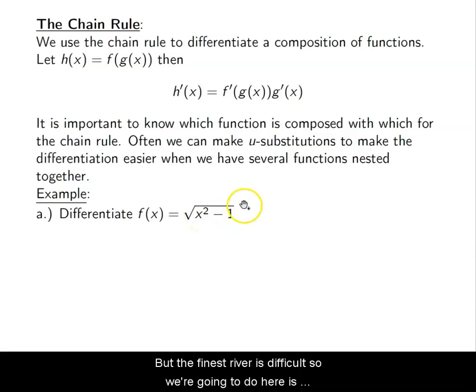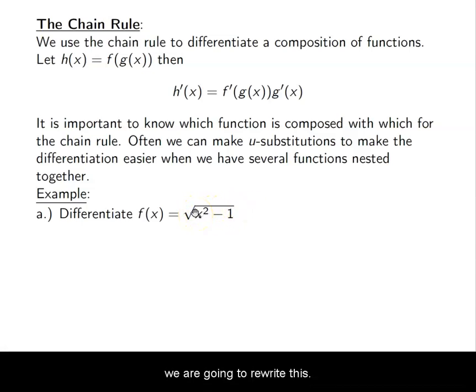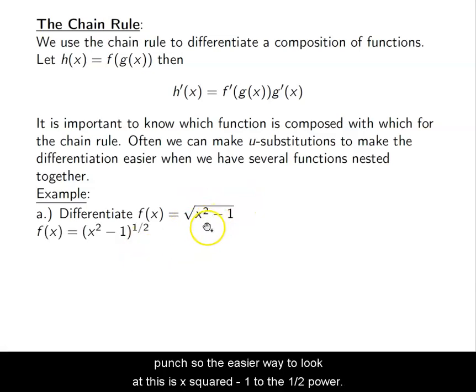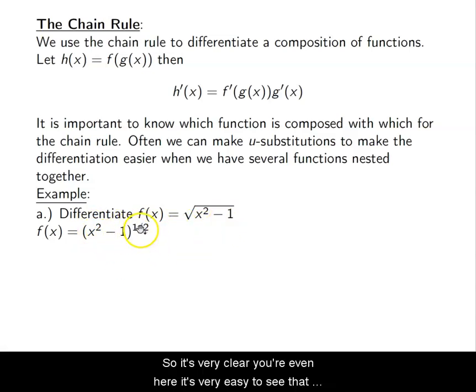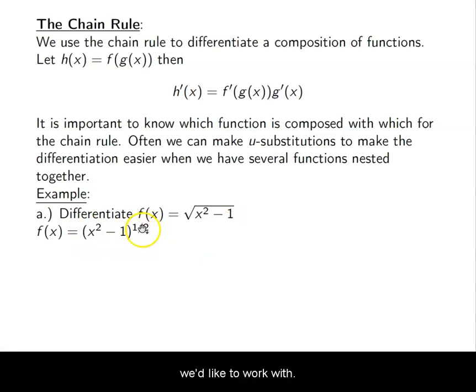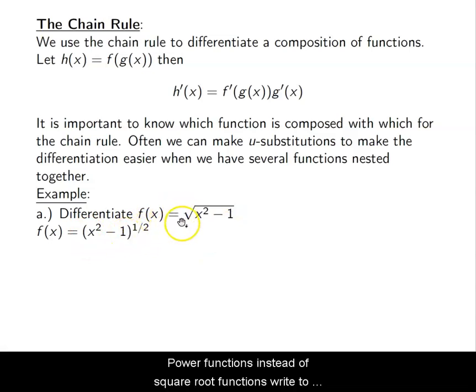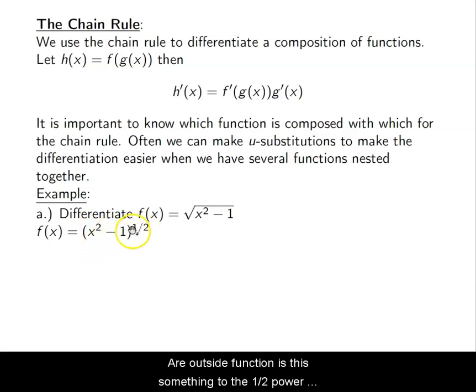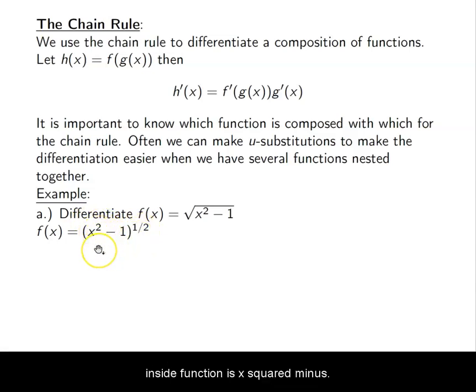Okay, so what we're going to do here is rewrite this as a power function, as a function plugged into a power function. So the easier way to look at this is x squared minus 1 to the 1/2 power. So it's very clear here that the outside function is square root and the inside function is x squared minus 1. Here it's even easier to see because we like to work with power functions instead of square root functions, right? It's just easier to differentiate. So here our outside function is this something to the 1/2 power. The inside function is x squared minus 1.